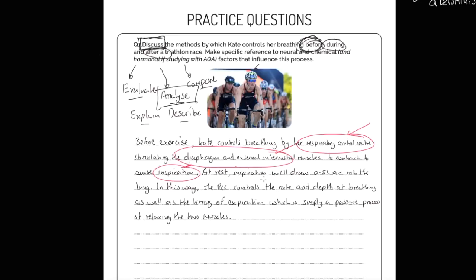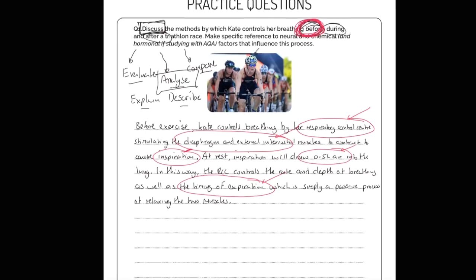At rest, inspiration will draw, I've given a total there, 0.5 liters of tidal volume into the lung. In this way, the respiratory control center controls the rate and depth of breathing as well as the timing of expiration during quiet breathing, which is simply a passive process of relaxing the two muscles. So what I've done there is I've taken my before and I've described how that control happens. Now, of course, we're going to talk about chemoreceptors, baroreceptors, and proprioceptors. But let's start talking about that when something changes. Okay, let's look at the next part.